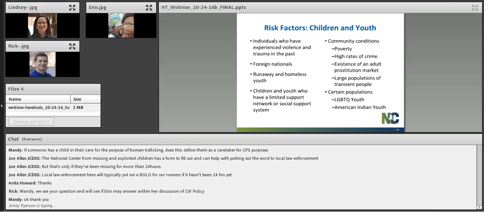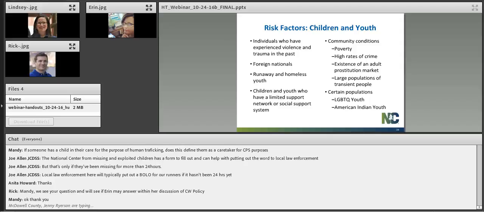Again, for youth who have run away, they may lack basic necessities. Again, they're vulnerable to the demands of those who are offering to provide the necessities that they lack. And they, again, may engage in survival sex to provide for their basic needs.